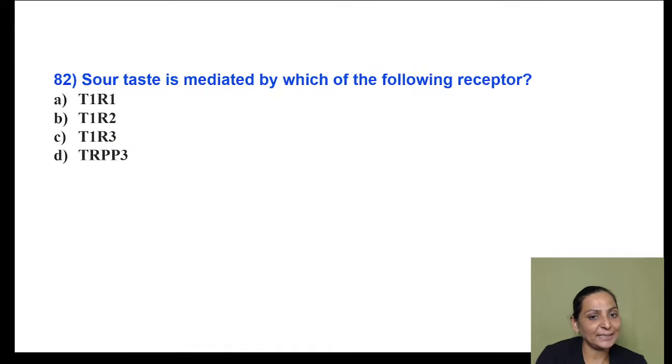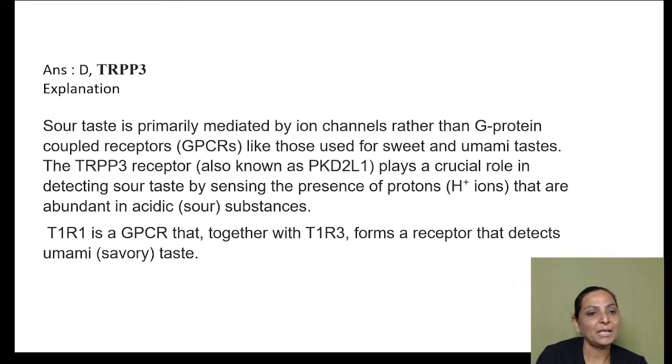Now, sour taste is mediated by which of the receptors? T1R1, T1R2, T1R3, or TRPP3. Now, these are the transient receptor potential channels. So TRPP3, sour taste is mediated by ion channels, that is ionotropic, rather than G protein.